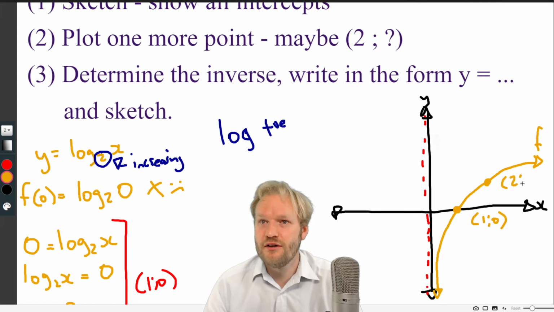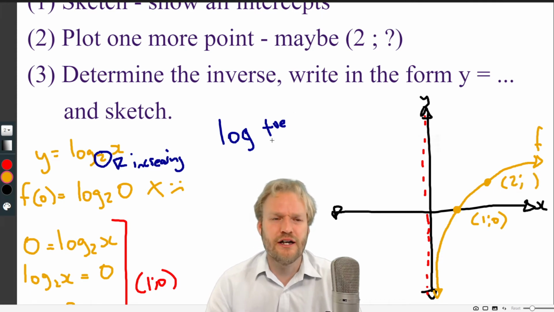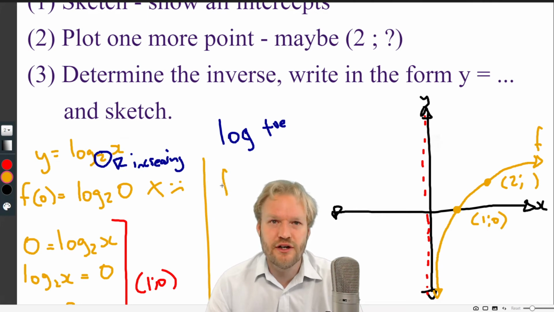And we're going to find what that is. Okay, so let's just put this in. I'm going to do it over here so we've got it here. So f of 2 equals log base 2 of 2.